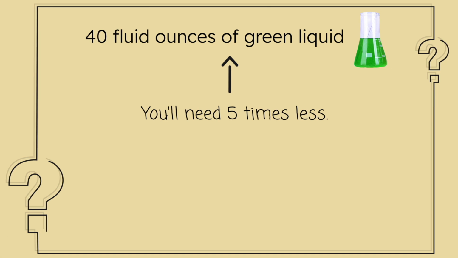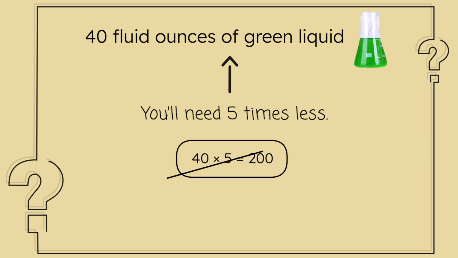Next, it says 40 fluid ounces of green liquid, but the professor says we should use 5 times less. If we multiplied 40 by 5, we'd get a much larger number. But it says 5 times less. That means we need a smaller amount. What could we do instead?